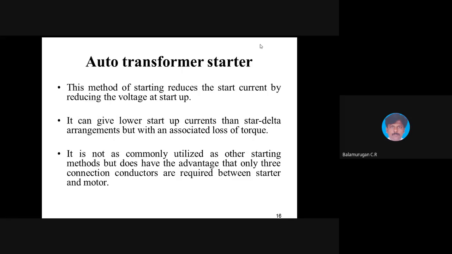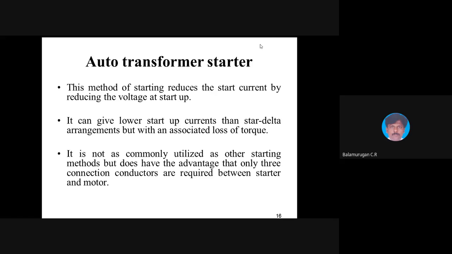We'll move to the next type of starter, the auto transformer starter. As per the construction, it will be simple and cheap, and it can be used for more than 5 kilowatt or more than 5 HP. And what is the disadvantage? Due to the presence of resistance, more heat will be dissipated from the starter, and we will have a low torque efficiency. So these are the disadvantages.